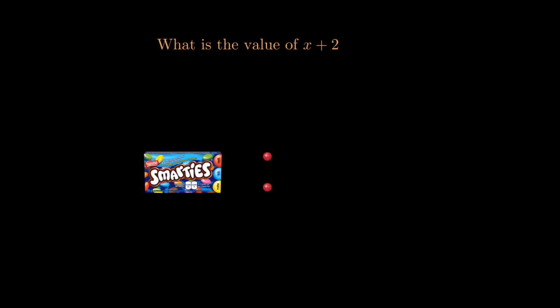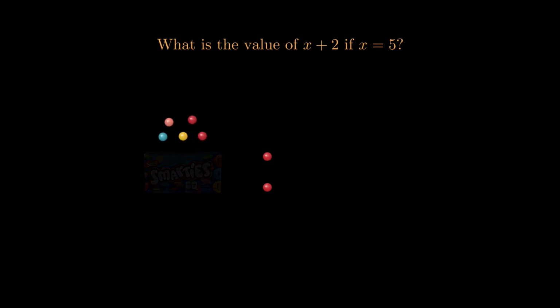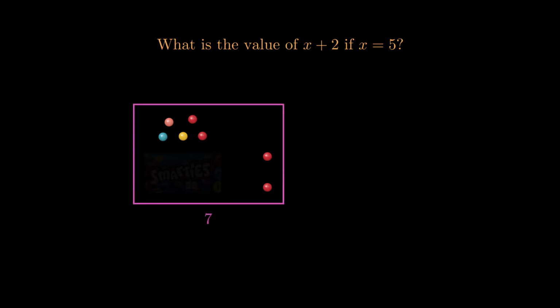And say we find that there are actually 5 Smarties inside. So that's if x equals 5. That means rather than think of it as some mysterious box, we've ripped it open, pulled everything out, and found that there are actually just 5 Smarties inside. Of course, it's not always going to be 5, it's just for this first example. But in this case, we'd find we have 7 Smarties in total.